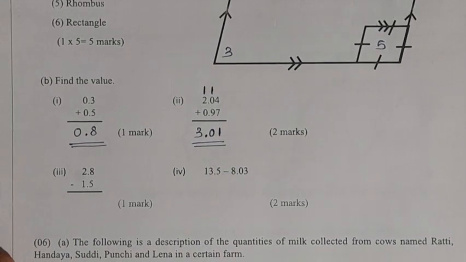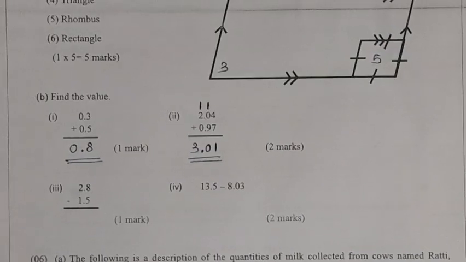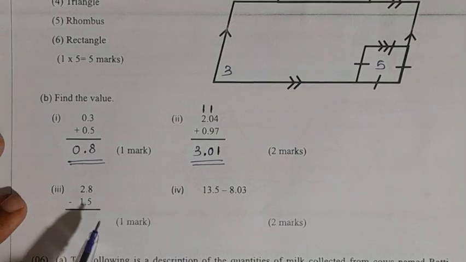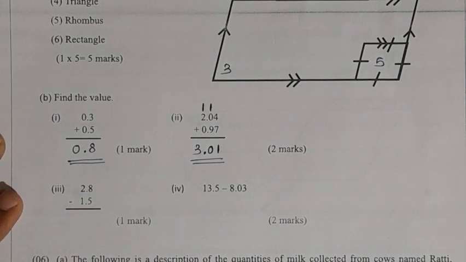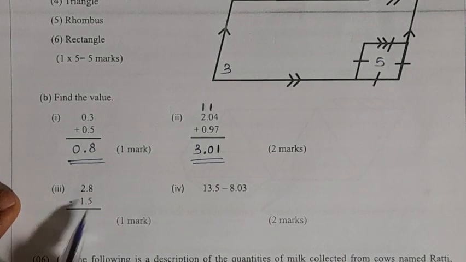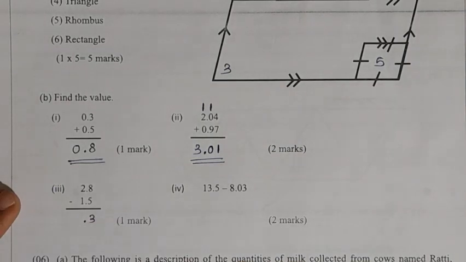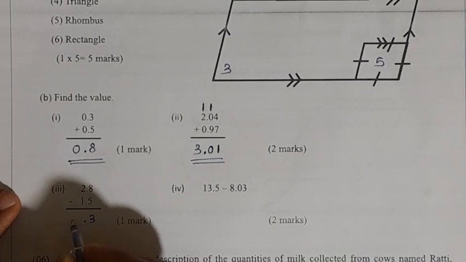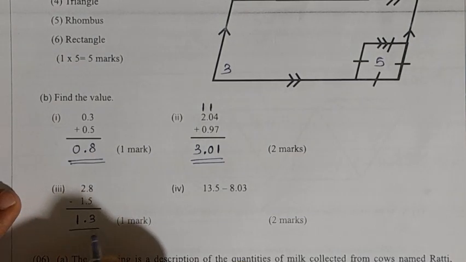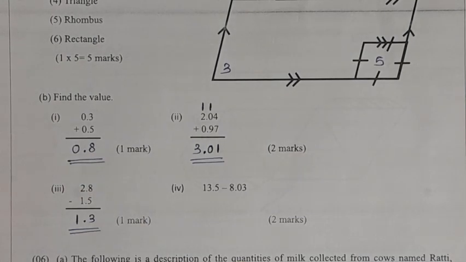Then third one. A subtraction. 2.8 minus 1.5. 8 minus 5 is 3. Then we have to keep the decimal point. 2 minus 1 is 1. The answer is 1.3.